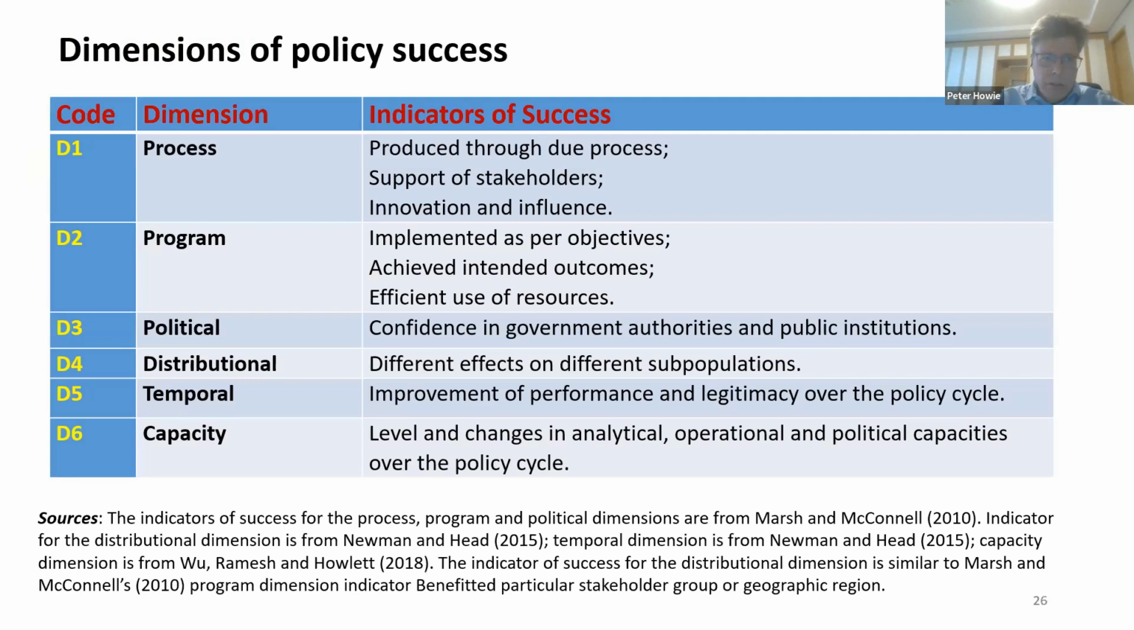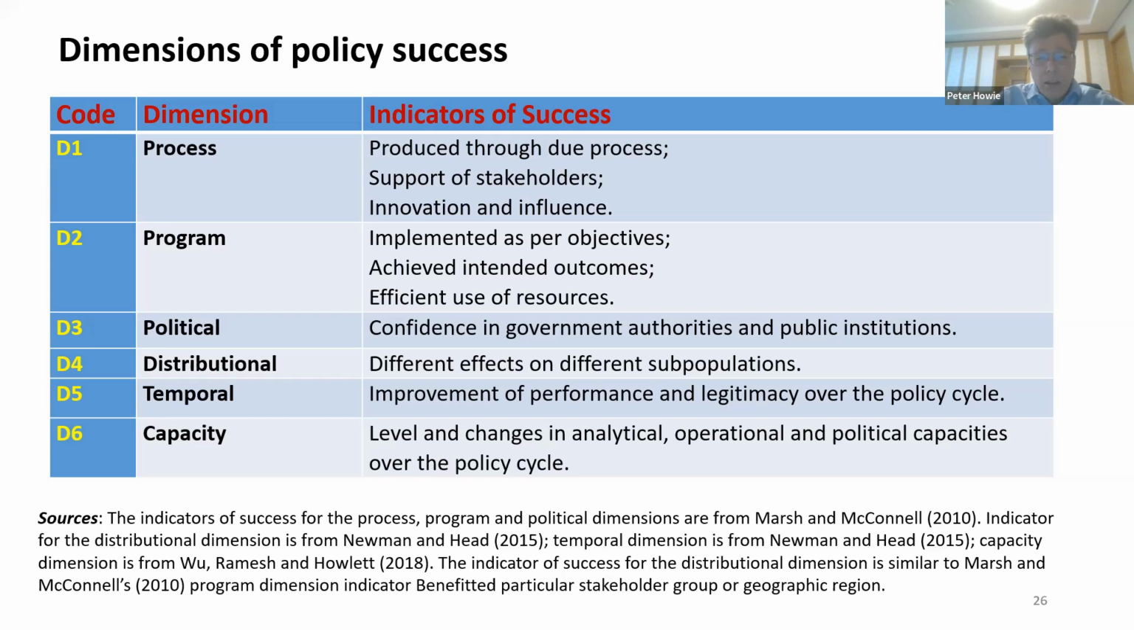So just the dimensions of policy success that we looked at, there are 6 dimensions. We looked at process, program, political, distributional, temporal, and capacity. Process more or less focuses on the process of actually how the policy was implemented. Program, did it actually achieve the intended outcomes? Political is, how much of a political success the policies were. Distributional is the effects on different subpopulations.